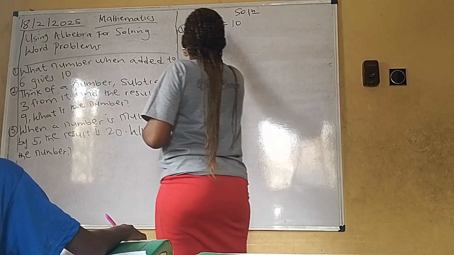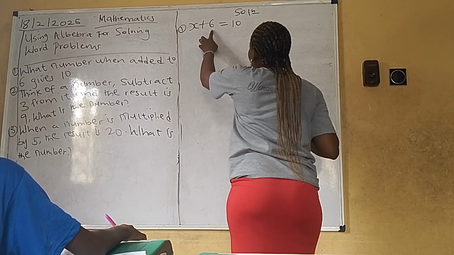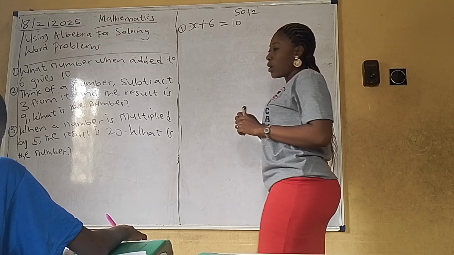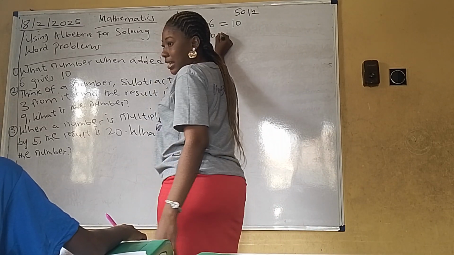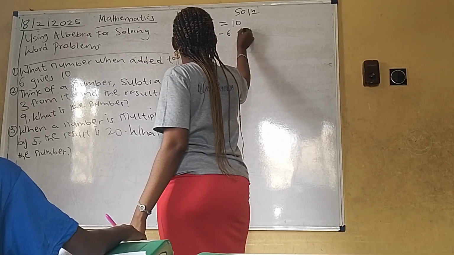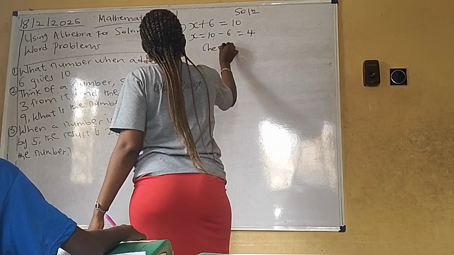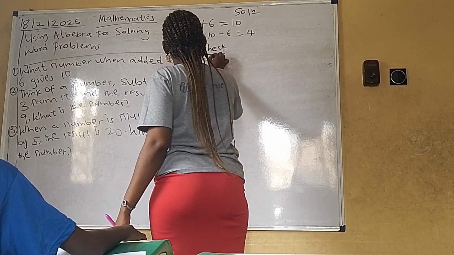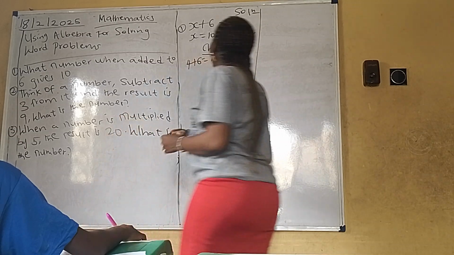What do we do from here? We now have to remove 6 from this side so that we know the unknown. We now have it that X is equal to what? 10 minus 6, which gives us what? 4. Now let's check. We say 4 plus 6, will it give us 10? Yes, that means we are correct.